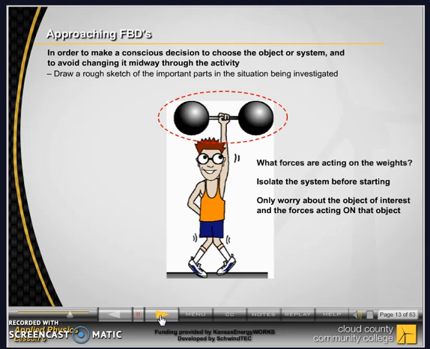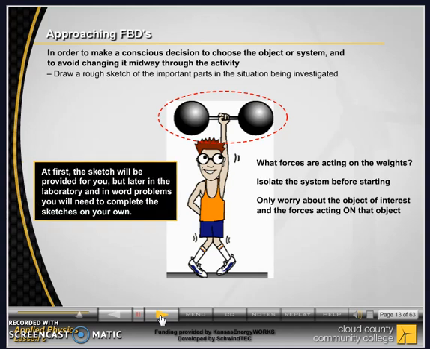What forces act on the weights? This is the real-world representation. At first, the sketch will be provided for you, but later in the laboratory and in word problems, you will need to complete the sketches on your own.